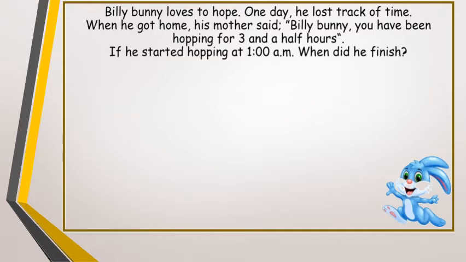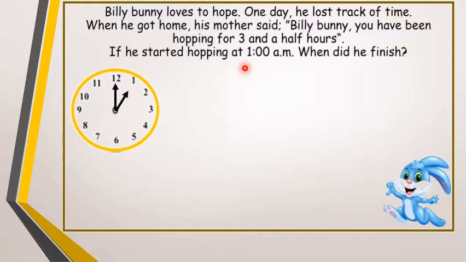Billy the bunny loved to hop. One day he lost track of time while hopping. When he got home, his mother said, "Billy Bunny, you have been hopping for 3.5 hours. So, if he started hopping at 1 a.m., when did he finish?" So, when he started hopping, the clock was like this, at 1 o'clock a.m.